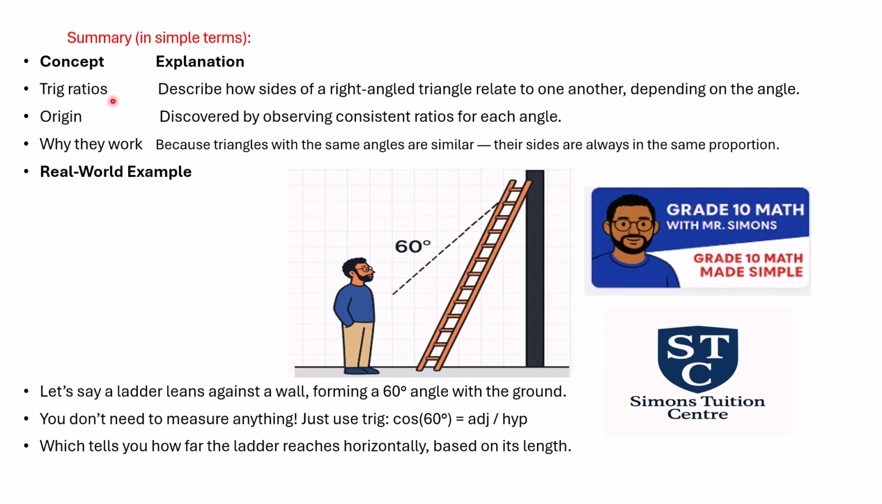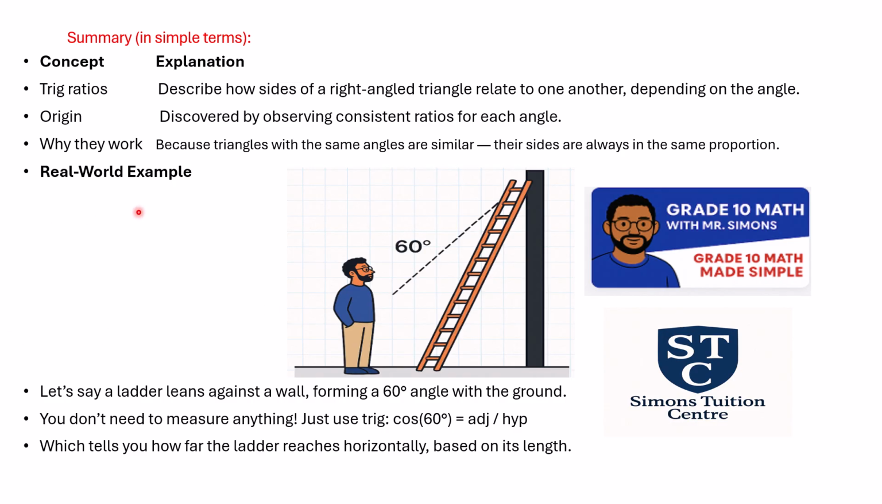So concept: trig ratios. They describe how sides of a right angle triangle relate to one another depending on the angle. Origin: it's discovered by observing consistent ratios for each angle. And the reason why they work is because triangles with the same angles are similar. Their sides are always in the same proportion. They're always in either 1 to 2 or 2 to 3, etc.